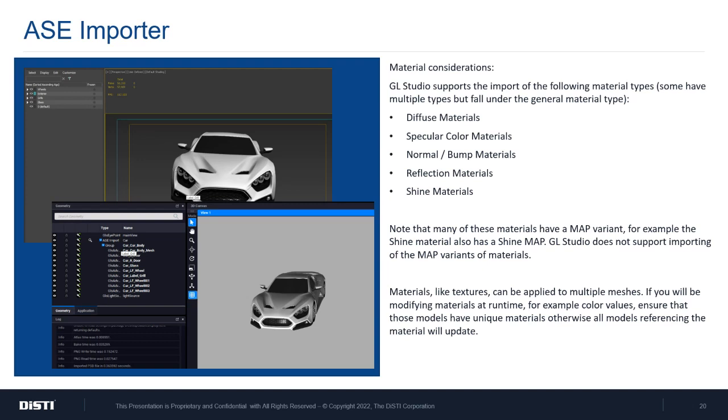And I'll show this when I import, but materials are a lot like textures in that multiple meshes on your model can be referencing the same material. Now, materials are one of the ways that you can modify your model at runtime, for example, giving it different color values, things like that. If you do need to make different color modifications to specific sections of the model, so you want to click on it and change the color, make sure those areas of the model have unique materials so that when you set those color values, it doesn't apply to everything that has a reference to that material.